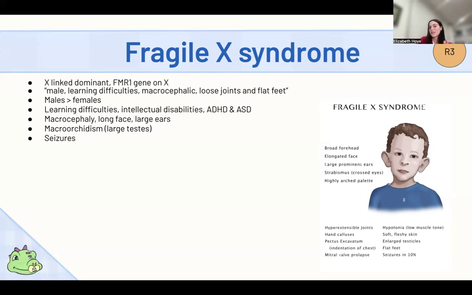Again, a reg once told me, with Fragile X syndrome, everything is bigger. So you have a longer face, large ears, a larger head, and also larger testes. And Fragile X syndrome is also associated with seizures.